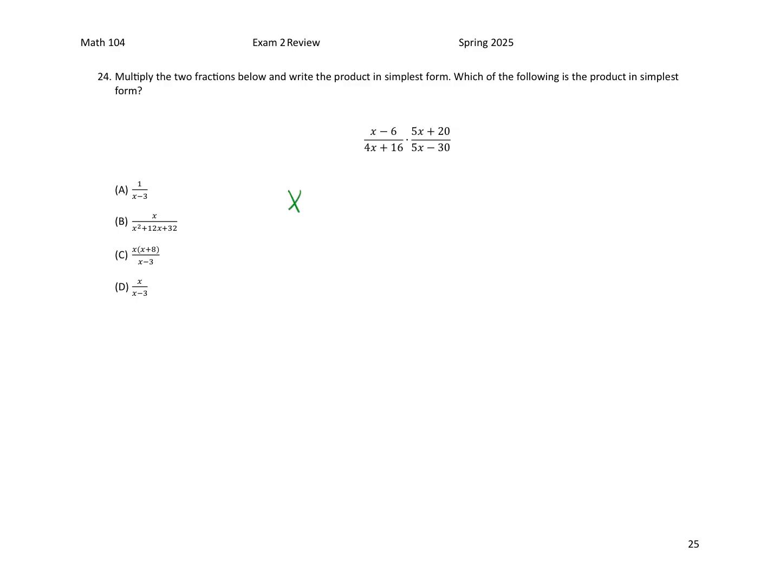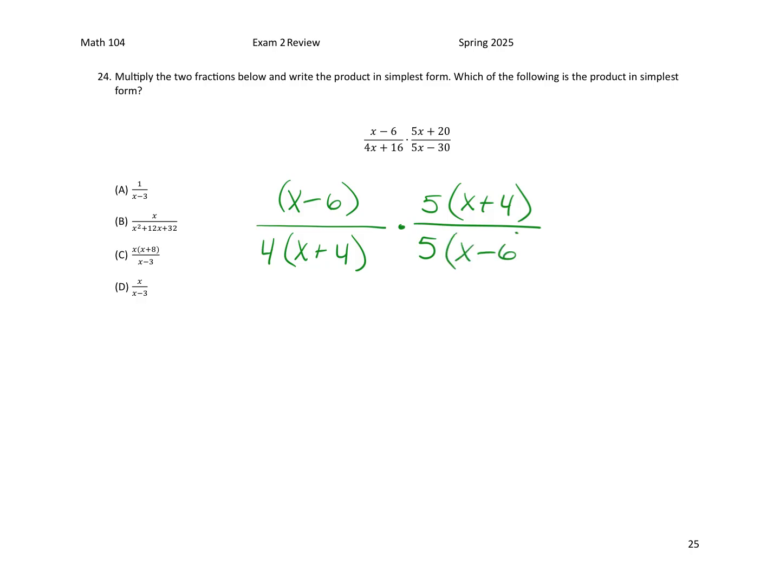Okay, so x minus 6 cannot be factored any further. 4x plus 16, I can pull out the GCF of 4, and I'm left with x plus 4. 5x plus 20, I can pull out a 5, and I'm left with x plus 4. And 5x minus 30, I can pull out a 5, and I'm left with x minus 6.